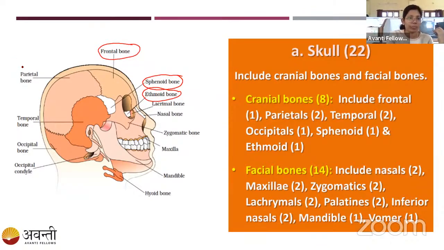Frontal, parietal here, temporal at the backside of the ear, and occipital bone, which is completely at the backside. And sphenoid and ethmoid bone. Is that clear? These are all the cranial bones. Next are the facial bones, which means the bones present in the face.